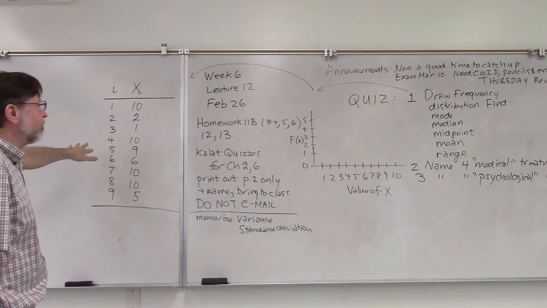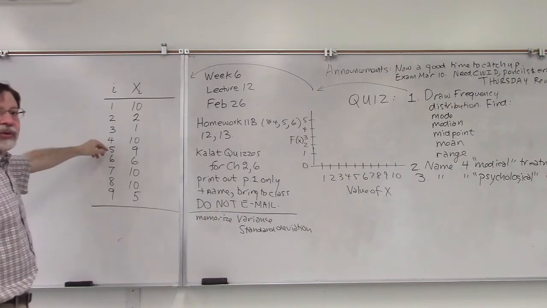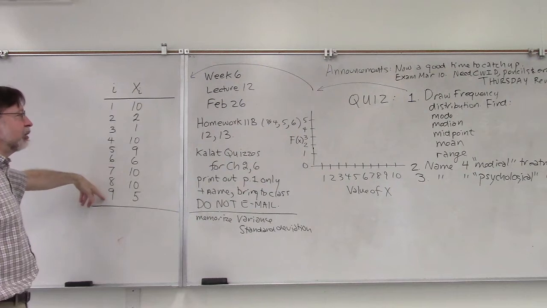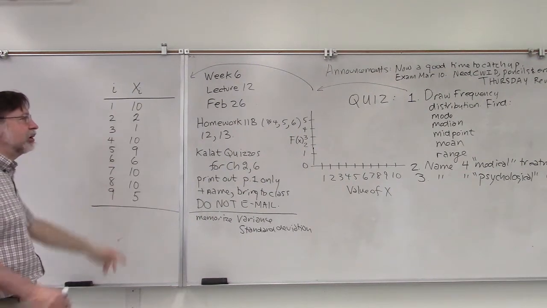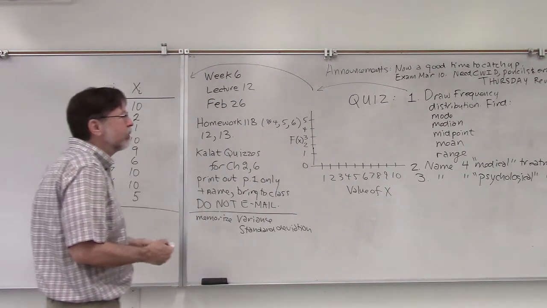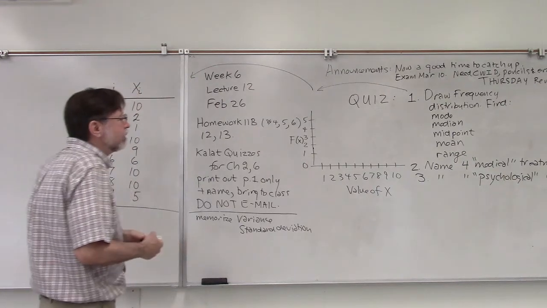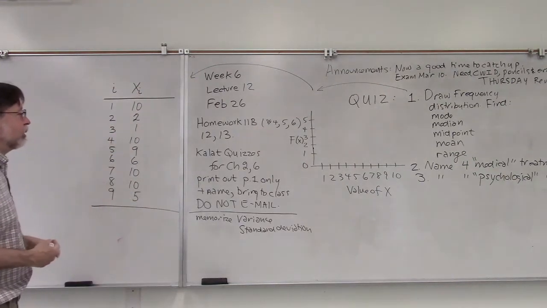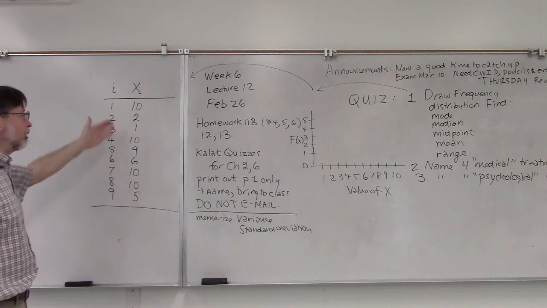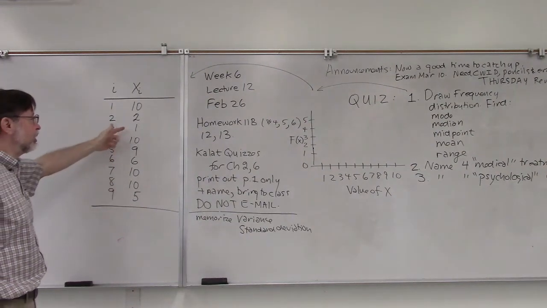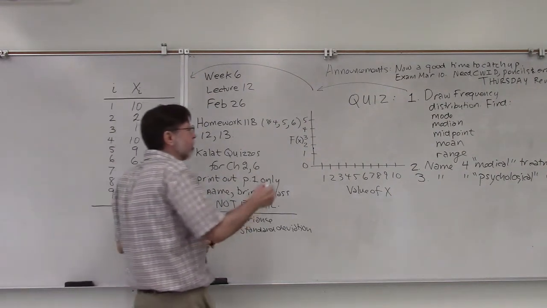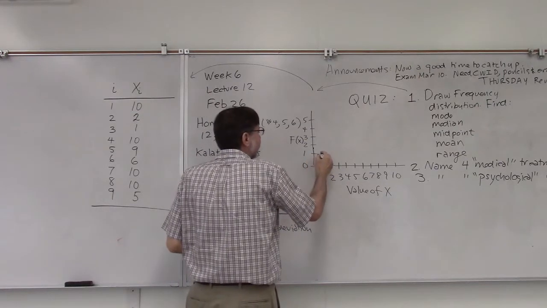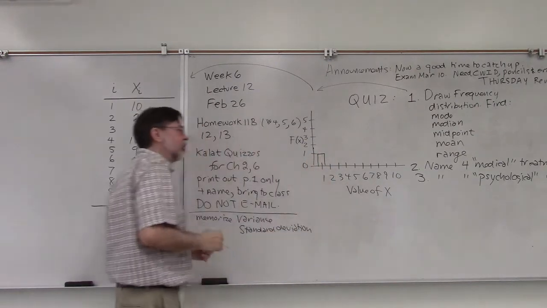The first item on the quiz was to draw a frequency distribution of these 9 numbers. So n is equal to 9 here. Then find the mode, the median, the midpoint, the mean, and the range. What we need to do is find out, are there any zeros? No. Are there any ones? Yes, there's 1. So we're going to draw a box whose height is 1 above the 1.